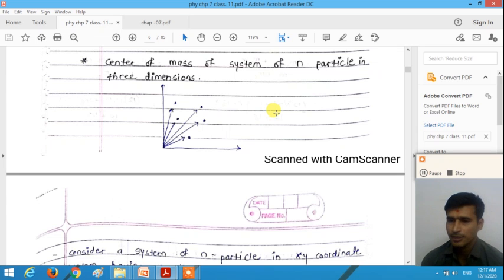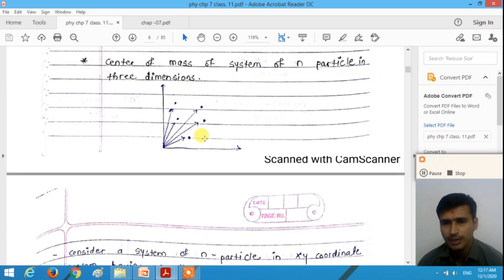So in one dimension we use either an x coordinate or a y coordinate, but in two dimensions and three dimensions, the location of the objects, the location of the particles, is represented by a position vector, right? So consider the xy coordinate system, and in that consider a system of n particles having masses m1, m2, m3 up to mn and position vectors r1, r2, r3 up to rn.